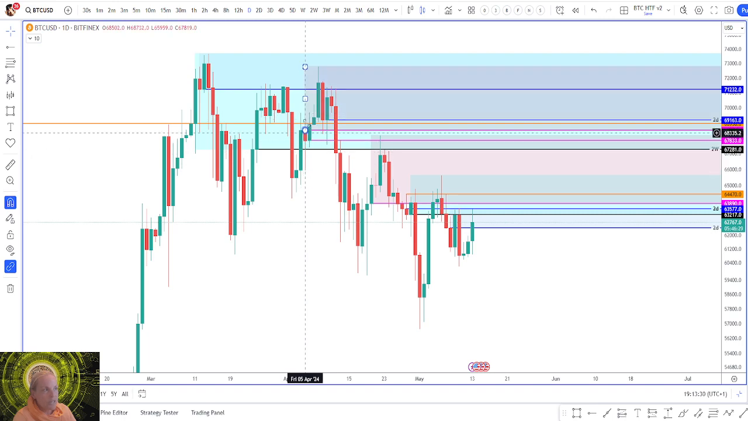It did give a reaction, tried to give another reaction. So don't be so worried if you're wrong, because so long as you enter in a zone, the chances are you're going to get some sort of a bounce off the zone.